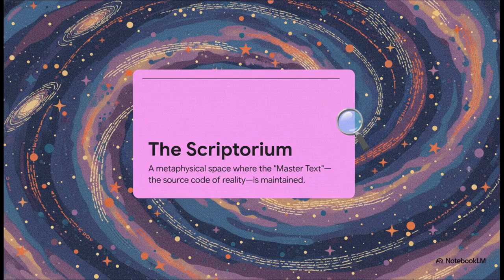So this master text, where is it? It's kept in a place called the scriptorium. I want you to just imagine a library the size of a galaxy where every single star is a word and every nebula is a paragraph in the source code of everything that is, was, or ever will be.